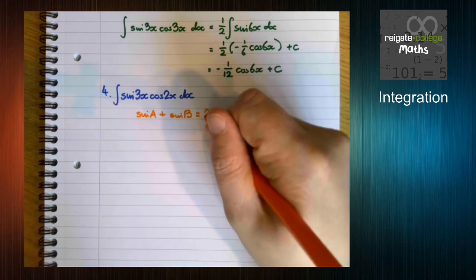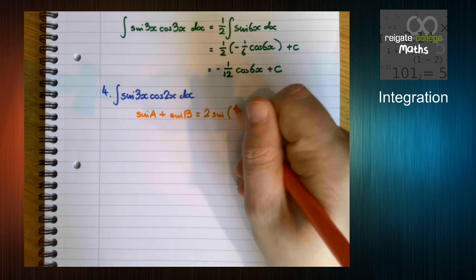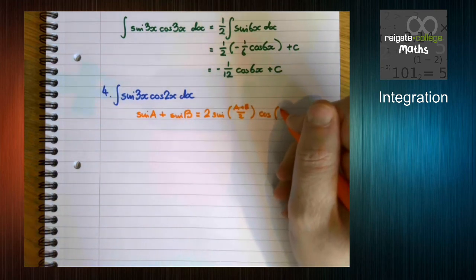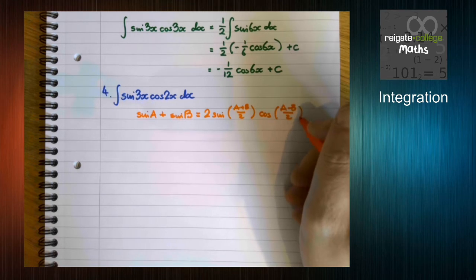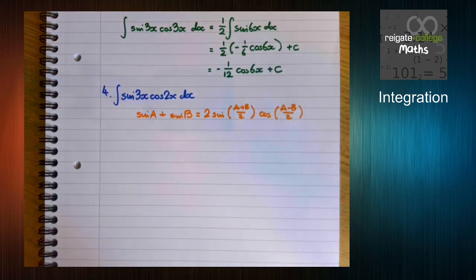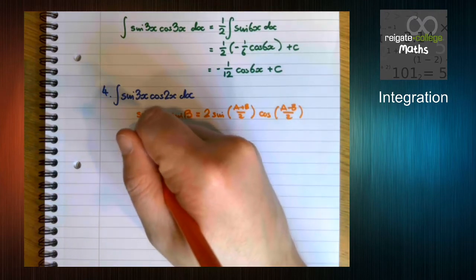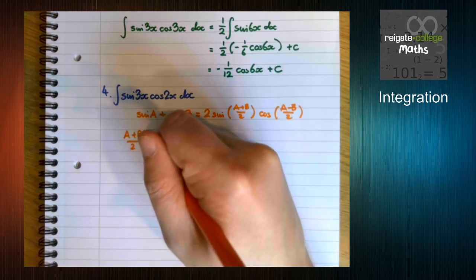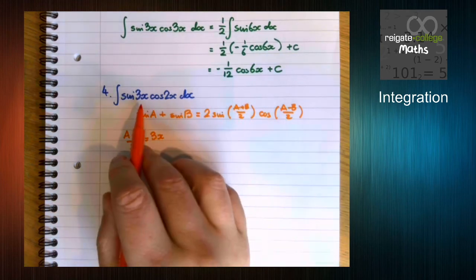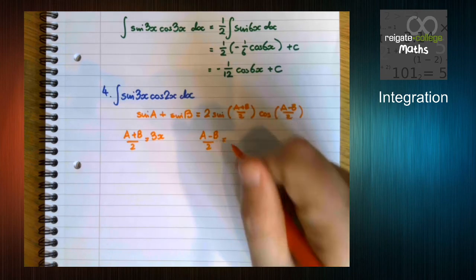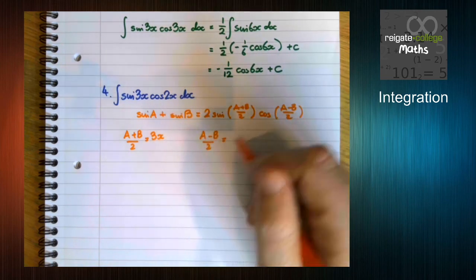is 2 sine A plus B over 2 cos A minus B over 2. So this is the rule that's in the formula book that I'm going to use. Now all we need to do is figure out what A and B are. Well, we know that A plus B over 2 is 3x, and A minus B over 2 is 2x.